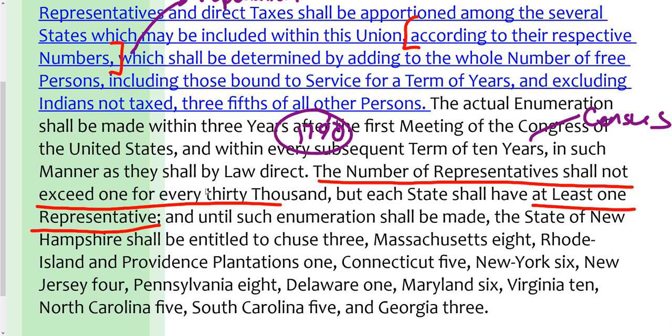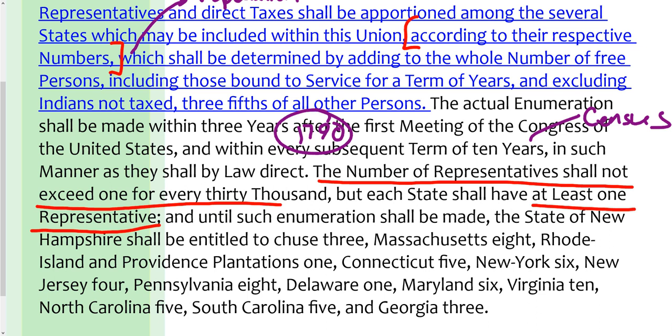Number of representatives shall not exceed 1 for every 30,000. And each state shall have at least 1 representative. Okay, cool. So what does this mean? This means we cannot have more representatives than we have for every 30,000 people.